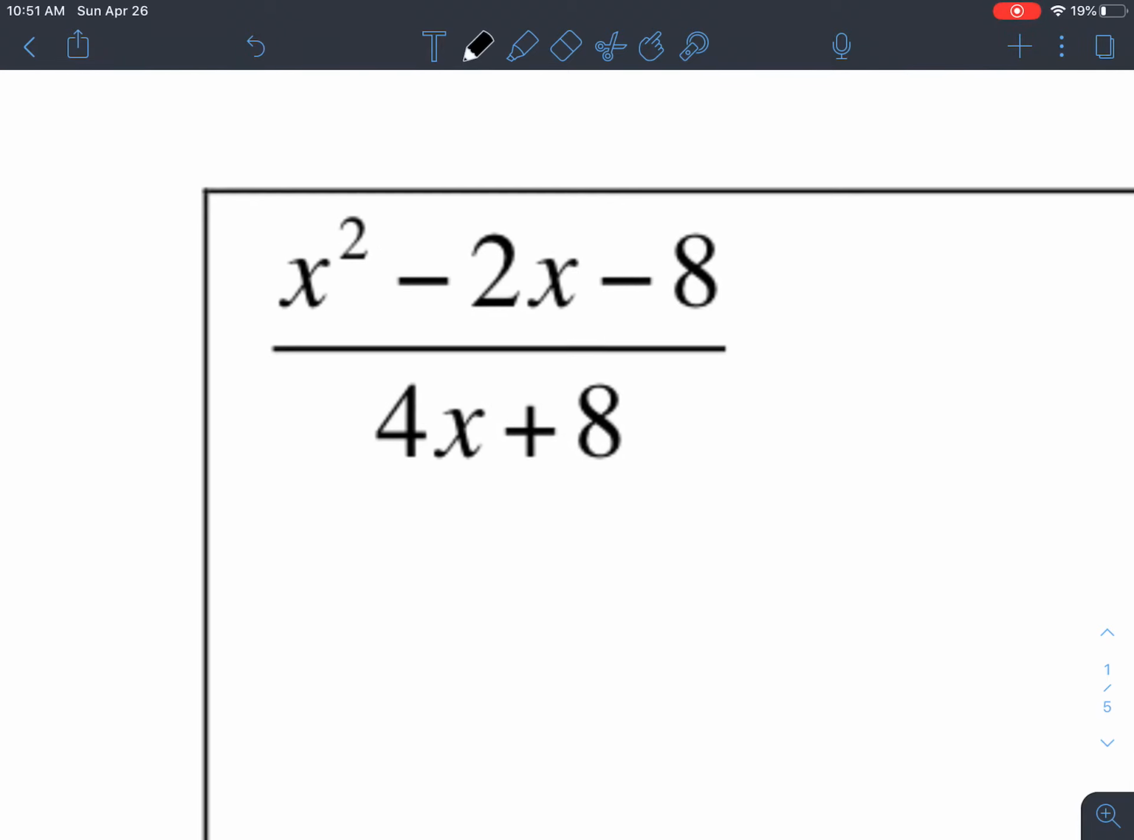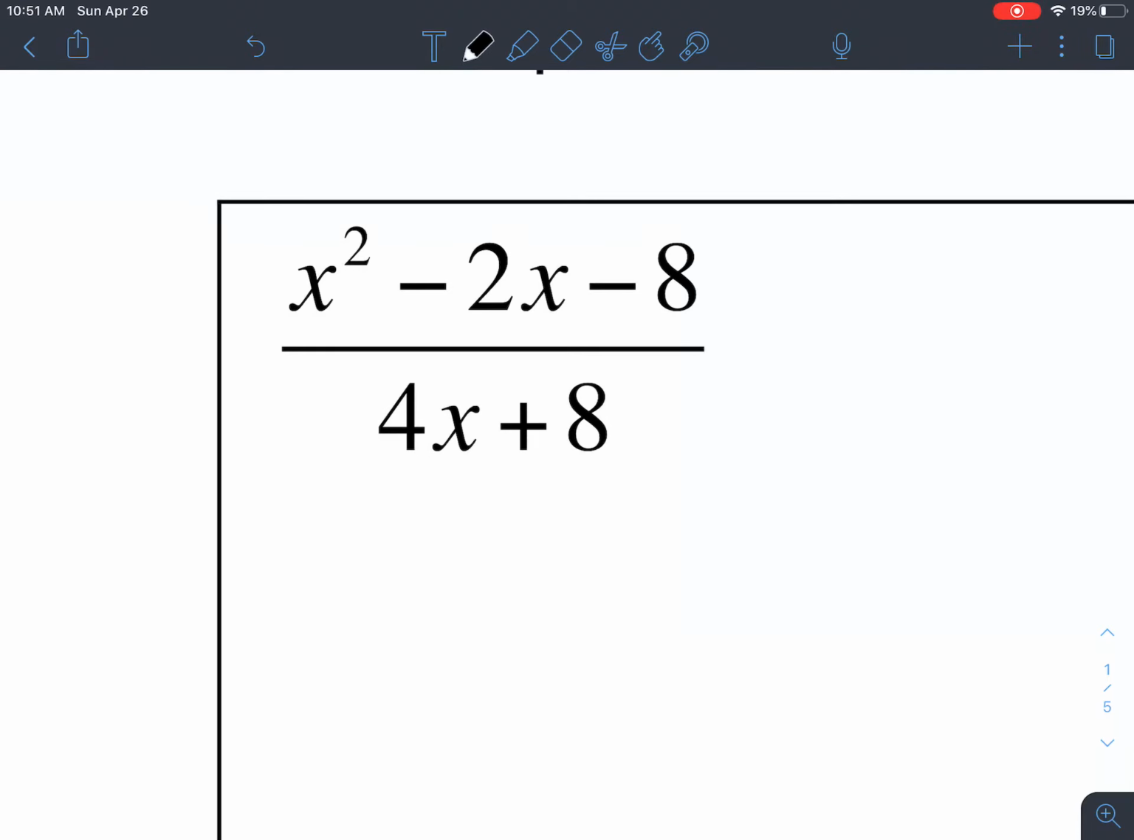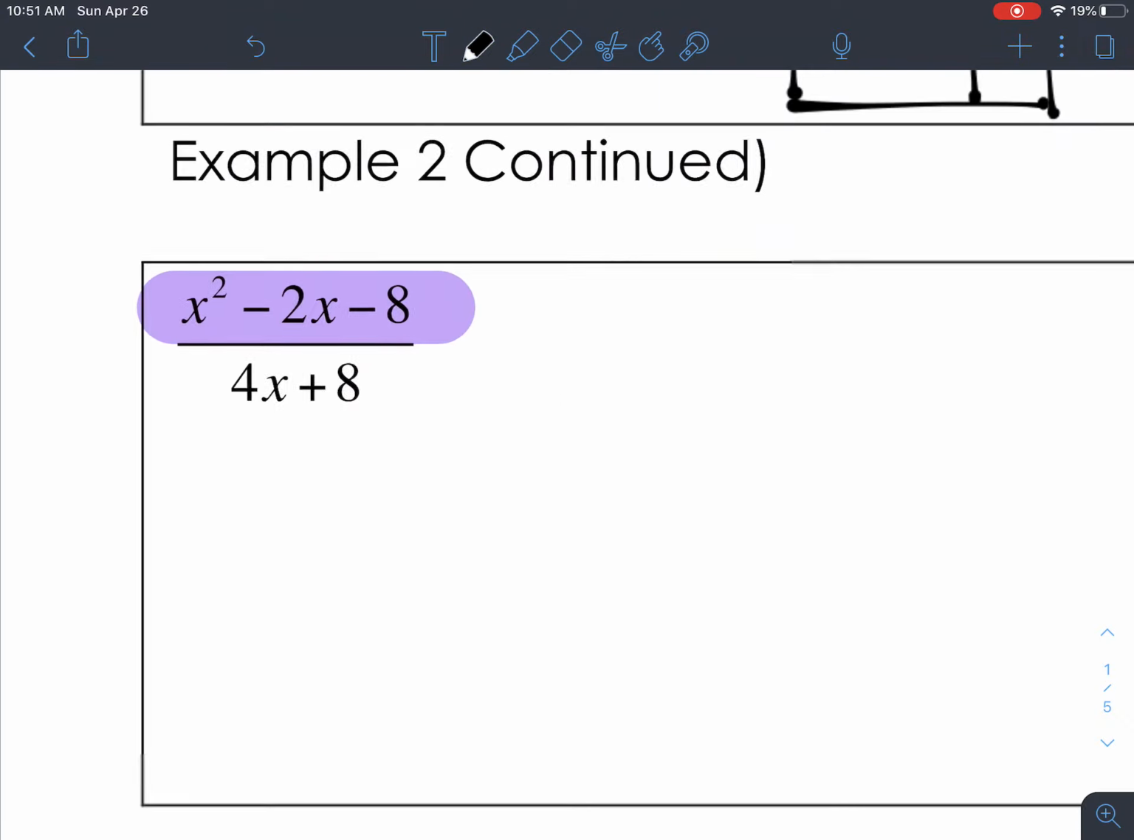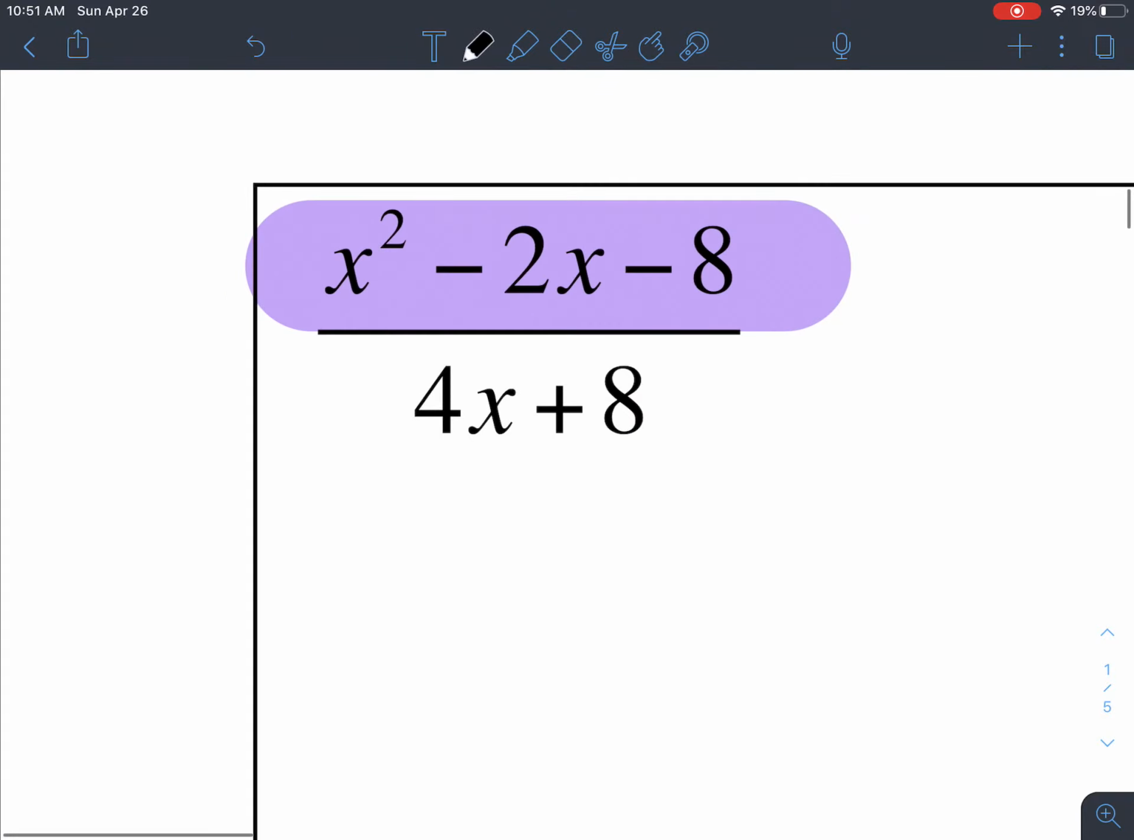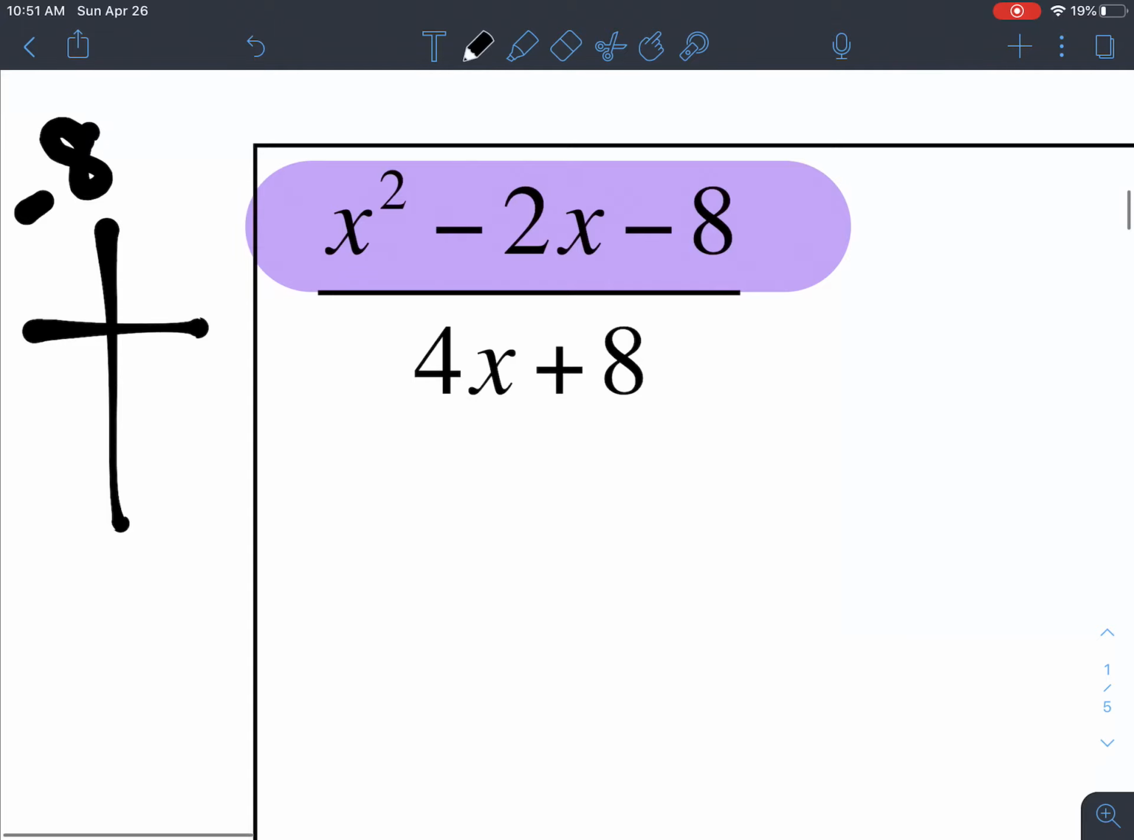Okay, all right. So let's go to example 2 continued. We're going to look at this top one, and this is a quadratic. We've talked about how we factor quadratics before, when we were in class together. So remember what we're looking for is to find two numbers that multiply to get that -8, but add to get the -2. So what are those two numbers that multiply to get -8, add to get -2?